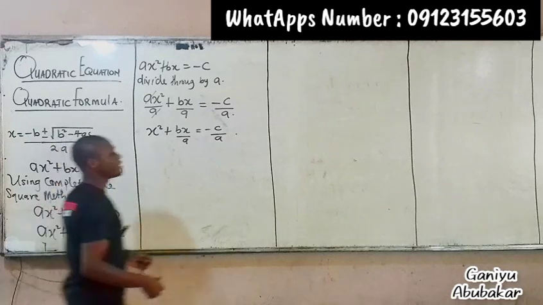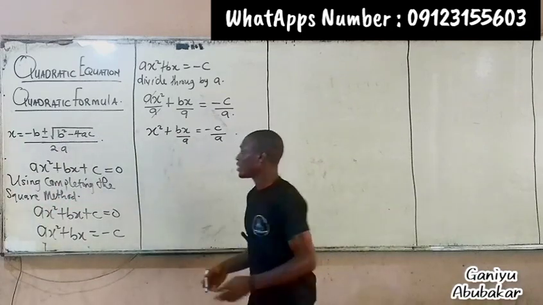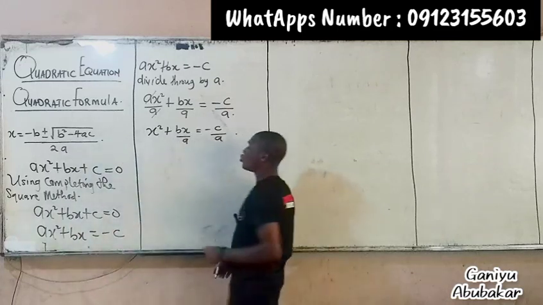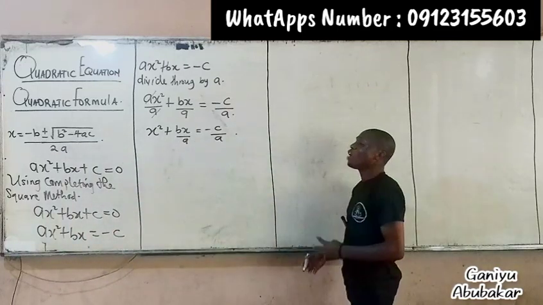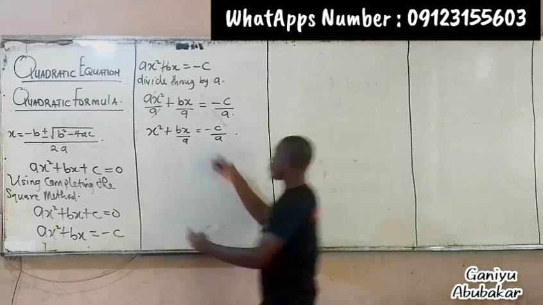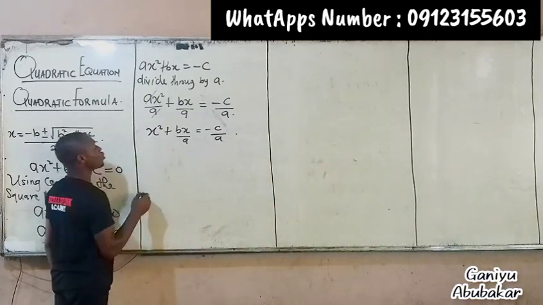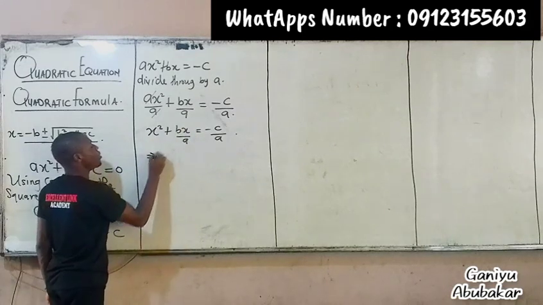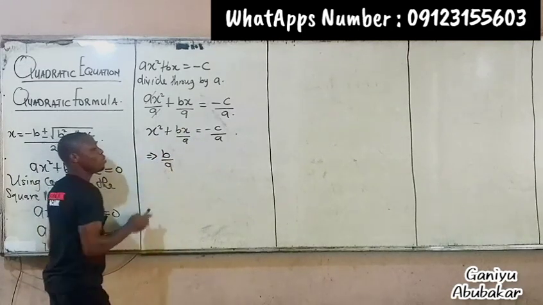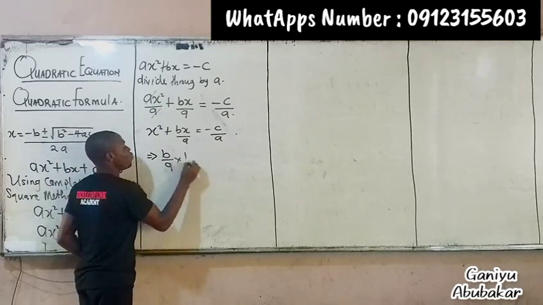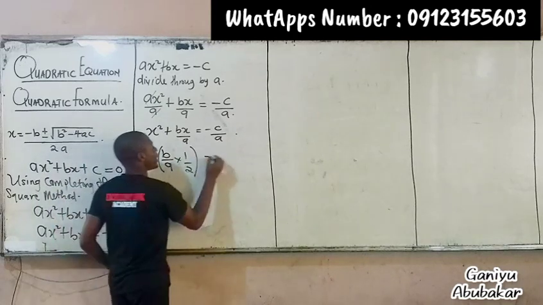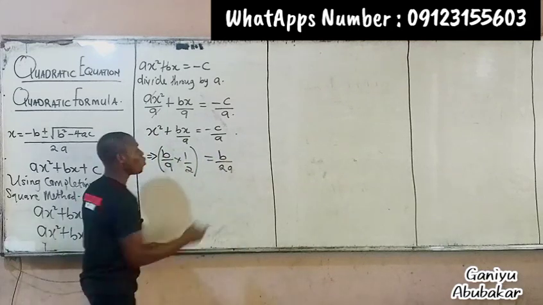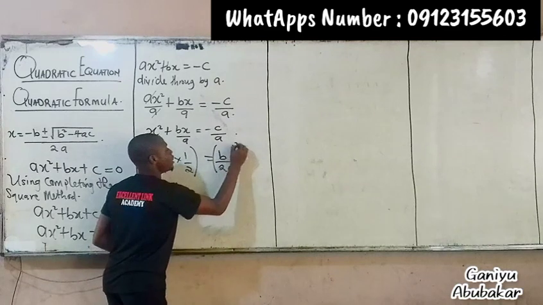Obviously, from our class on the complete square method, we said that at this point, what should we do? Pick out the coefficient of x. What is the coefficient of x here? Of course, it is b over a. Multiply this by half, 1 over 2. So I'll have b over 2a. When you are done, you square it.